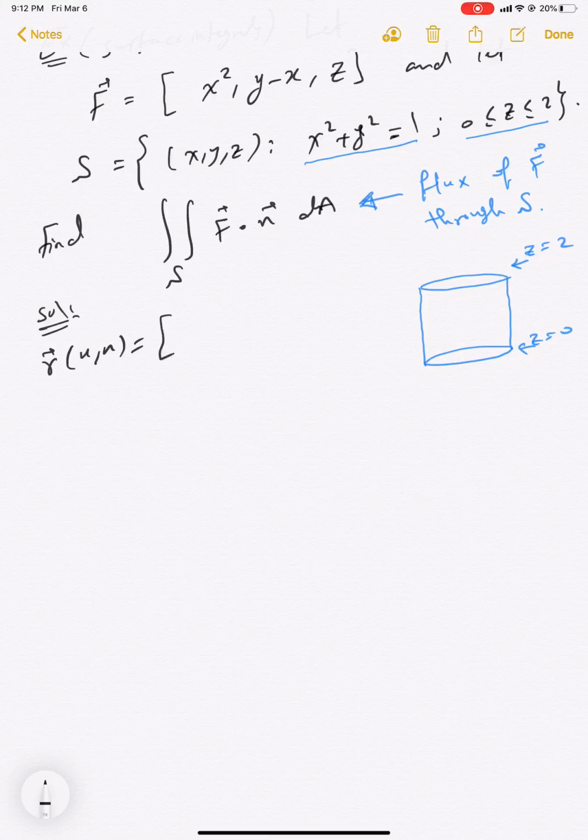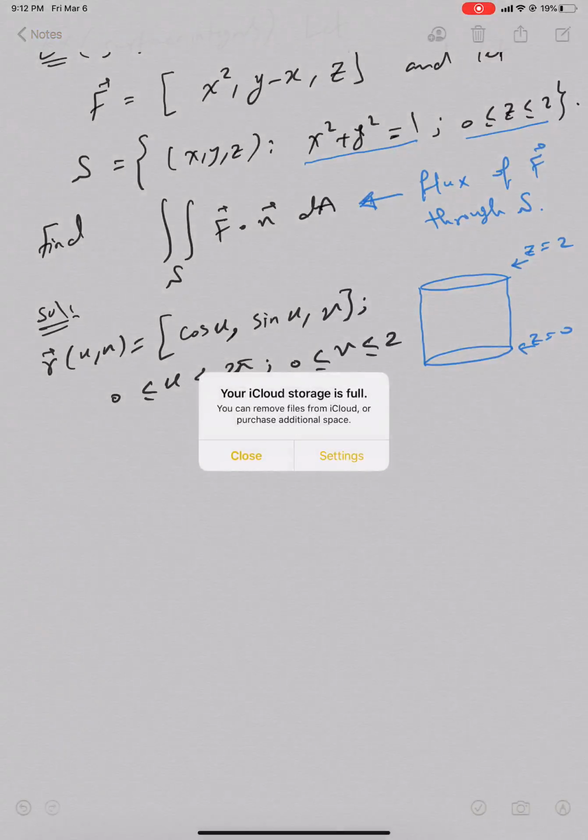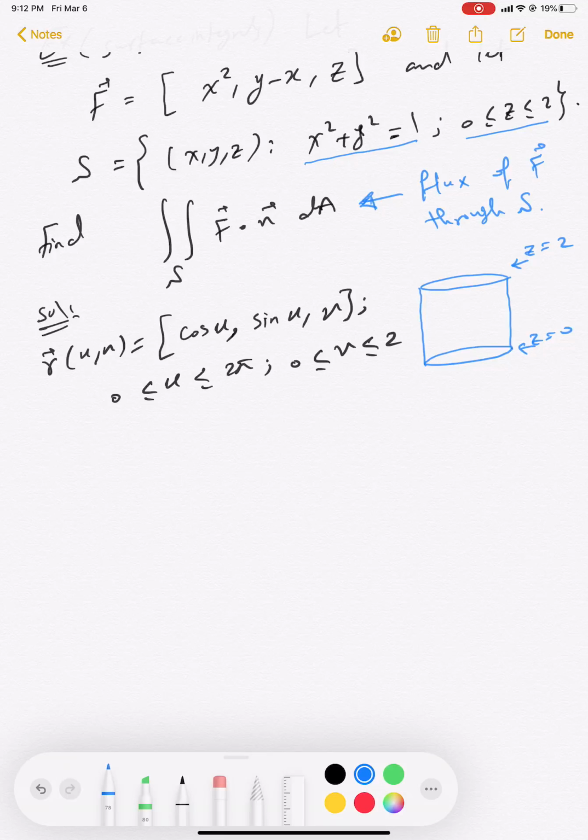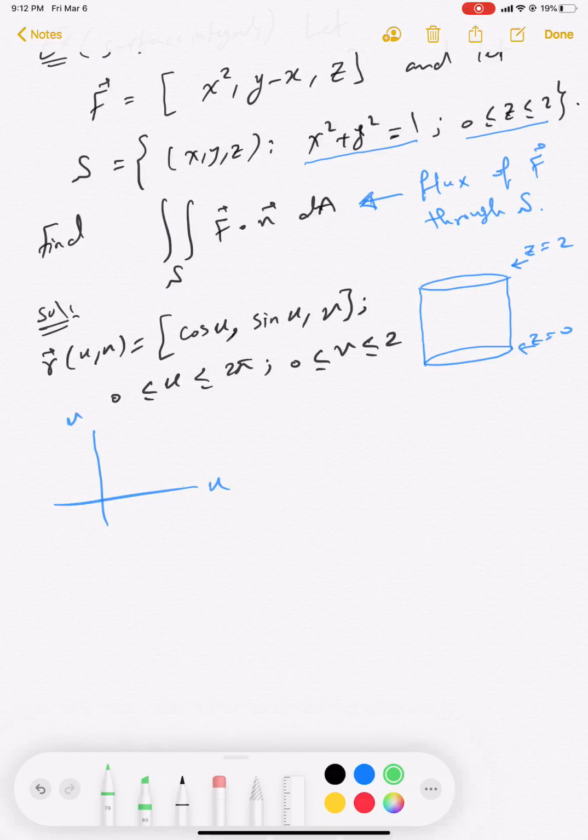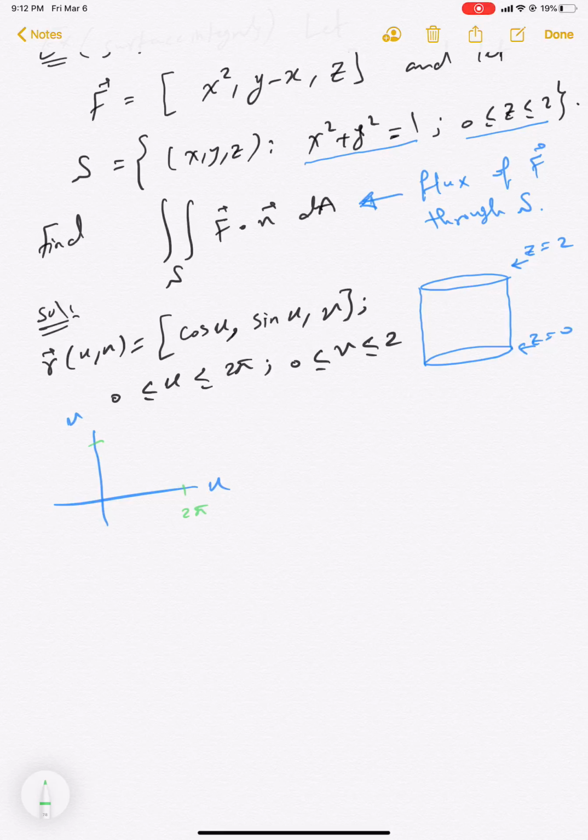The first thing, we need to find a parameterization. So what is the best parameterization for the cylinder? x squared plus y squared equals 1. That means we're dealing with cosine and sine, but it's not t. Now we're dealing with cosine u, sine u, and v is free, but the u values are between 0 and 2 pi. The v values are between 0 and 2, because v represents the z values. So if we draw the u v axis, u is from 0 to 2 pi, the z or the v is from 0 to 2, so this is our domain.